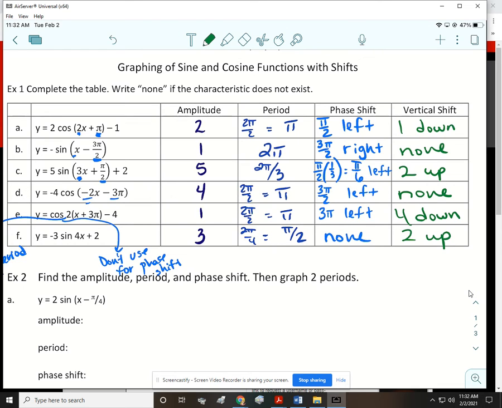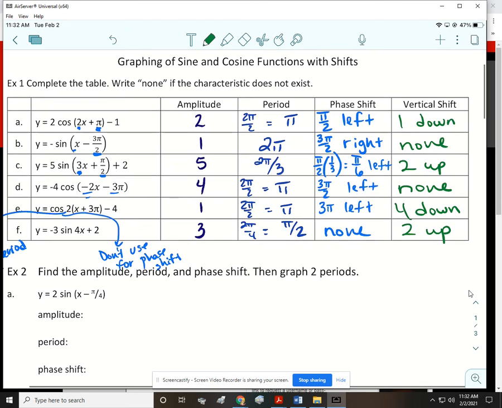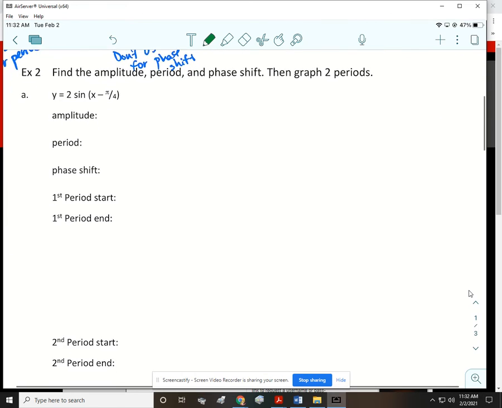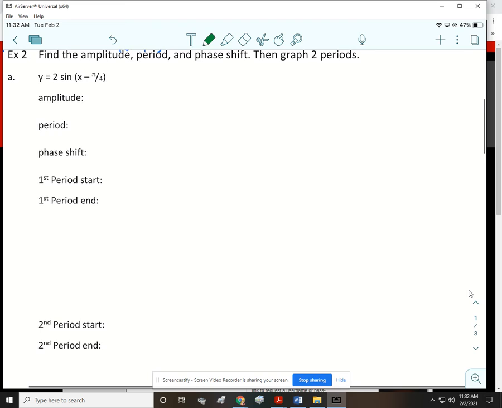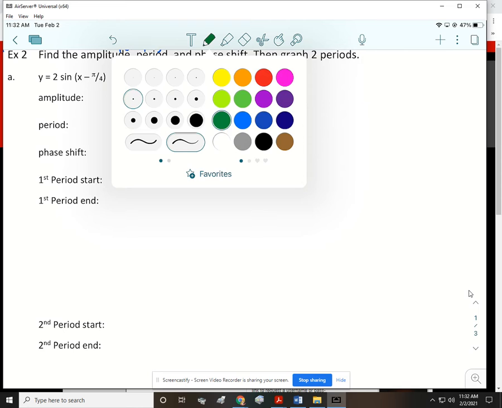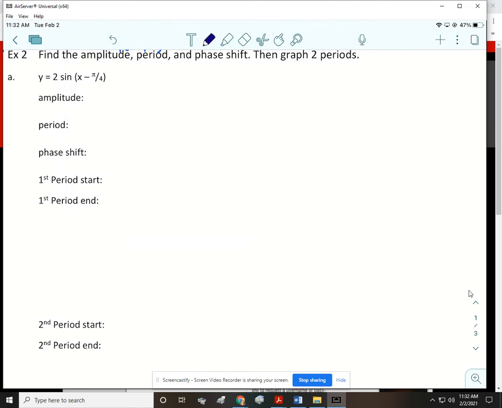Okay, so we're going to do a couple of graphs that are going to have shifts, and that definitely makes it more difficult to do. Because before we just started at 0 and ended at the period. We cannot do that. These are not going to start at 0. So we have lots of things we have to do. So the first thing we'll do is what we already know how to do, which is find the amplitude and find the period.